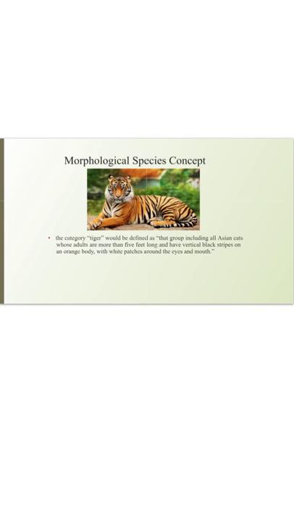Through this, we are aware that speciation did occur because there is biodiversity and not just one long chain of the past descendants. The way we represent species is based off of the morphological species concept, where they all look alike versus the organisms. So an example here would be the tiger. The category tiger would be defined as a group including all Asian cats whose adults are more than 5 feet long and have vertical black stripes on an orange body with white patches around the eyes and mouth.